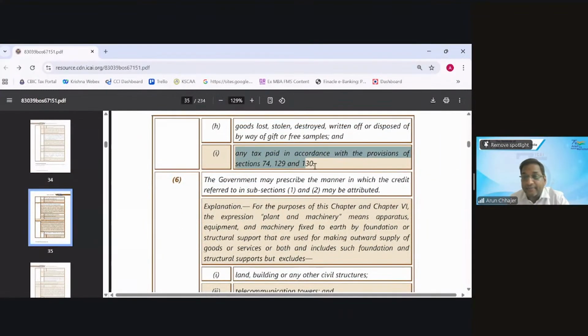Last is any tax paid in accordance with the provisions of section 74, 129, 130. So that was the main point. Income tax also disallowed, so therefore they have kept the same thing. The point is, assume that if CSR was being allowed in income tax, had it been allowed here, then there could be different provision changes. To keep it the same, they have made the amendment in the law. In 17.5, FA has been added.